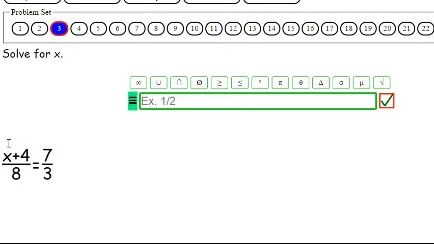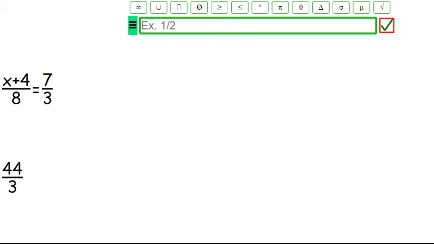Right, so if you plugged in 44 over 3 over here, this whole side should end up reducing down to 7/3. Alright, 44 over 3. So there you go.